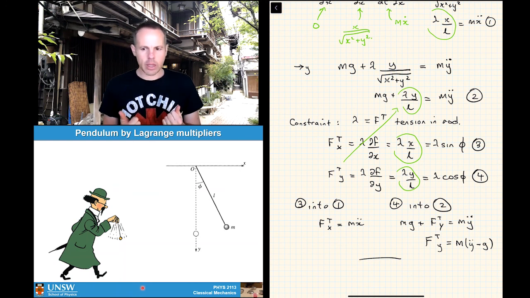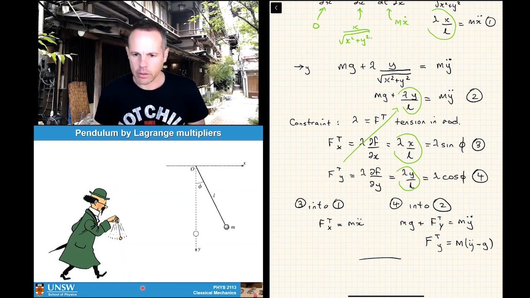So I think we'll take a break here, and then we'll come back and deal with conservative forces in the Lagrange approach.